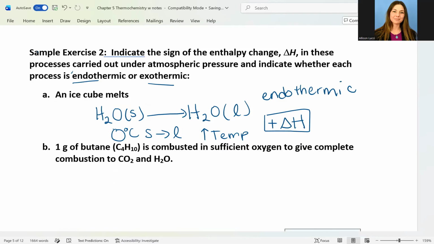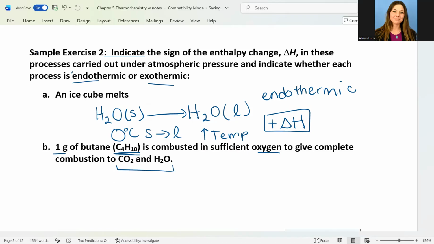Let's look at part B here. And we're told that we have 1 gram of butane. This is the chemical formula for butane, is combusted in sufficient oxygen to give complete combustion. So we have a combustion reaction here. And if we recall, the general form of a combustion reaction will be our hydrocarbon, so butane plus oxygen, and that would yield CO2 and H2O.